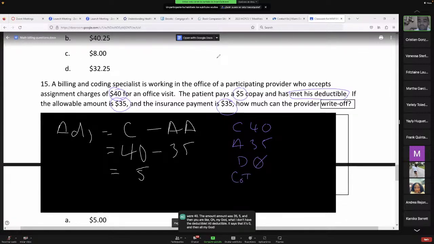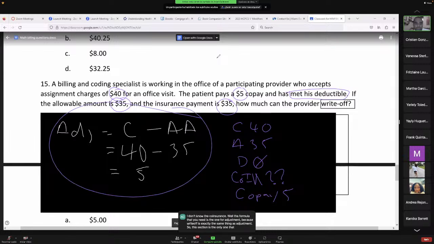Co-insurance you do not have, yeah. And if you don't have the co-insurance, then you cannot answer a question that is asking you about co-insurance. Then the co-payment was $5. Okay, so even if you do that and you go like, I don't know the co-insurance, well, the formula that you need is the one for adjustment because write-off is exactly the same thing as adjustment. So this section is the only one that you need to do. Okay, understood? Again, that is easier because you only have to do the adjustment, but it's kind of complicated if you go and see, I don't have the co-insurance, so you don't need it.